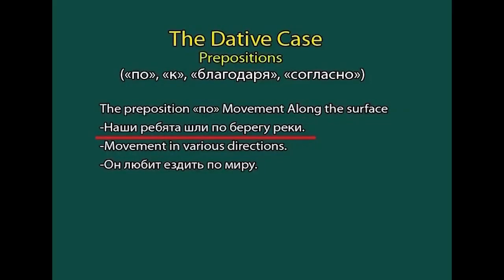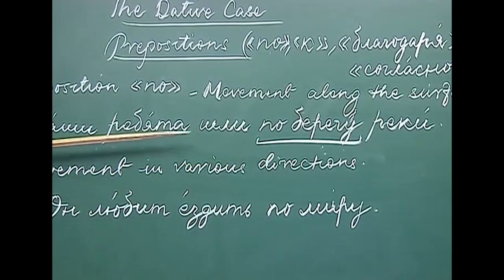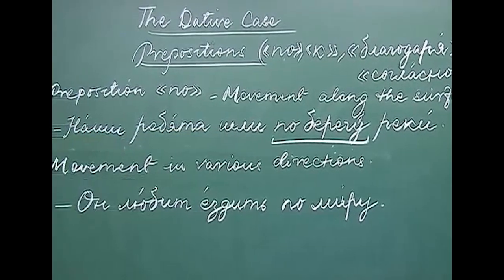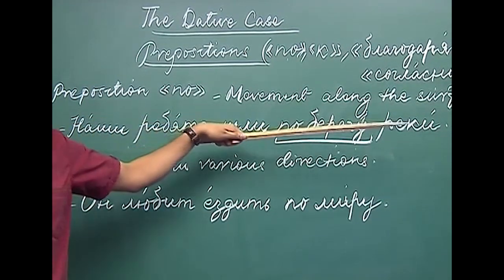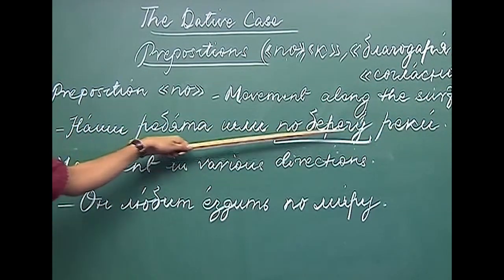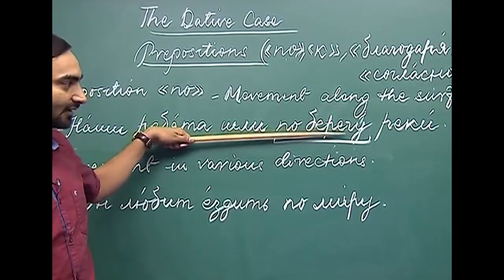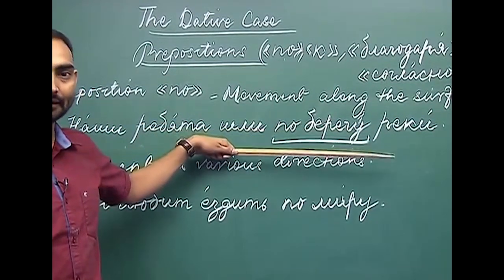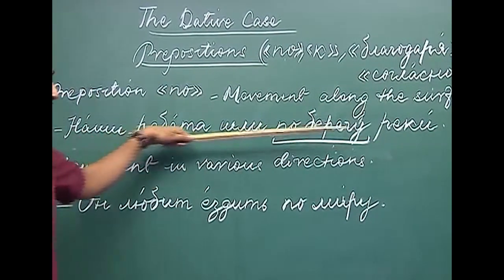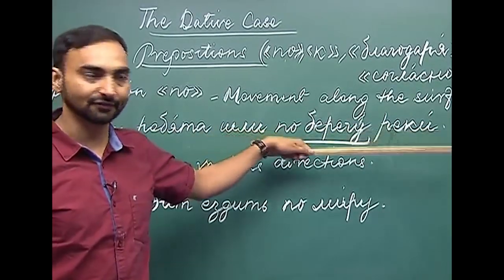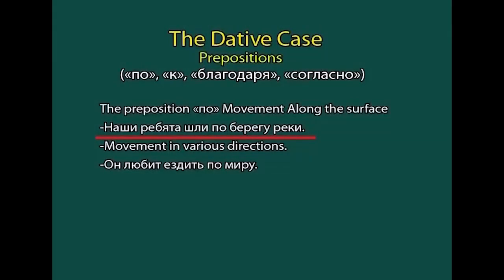For example, nashi ribyata shli pa birigu riki. Nashi ribyata, ribyata is boys or guys. So our boys went along the bank of the river. Berik is bank. The berik after pa has become the dative case form, and the dative case form of berik is birigu. Pa birigu riki, along the bank of the river. As you can see, the movement described in the sentence is along the surface.